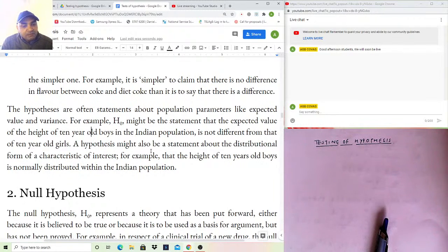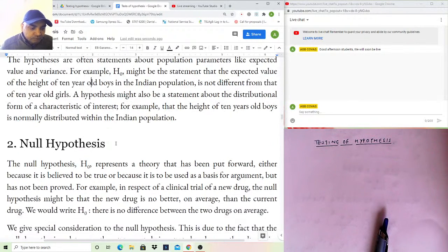And a hypothesis may also be a statement about the distributional form of the characteristic of interest. For example, that the height of a 10-year-old boy is normally distributed within the Indian population. We can also say it like this. So it can either be on the mean value or on the basis of the distribution. Okay. So now we will try to understand what a null hypothesis is.